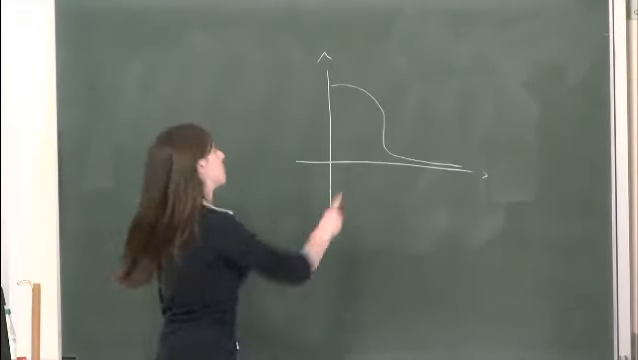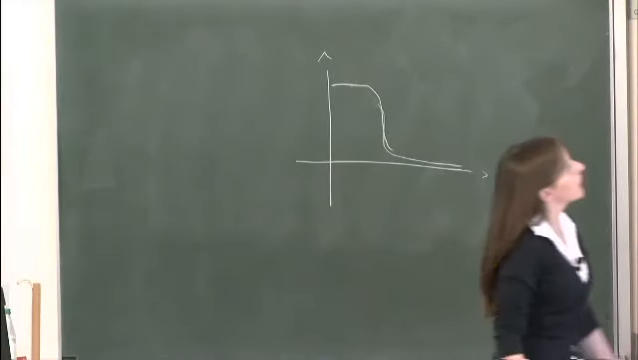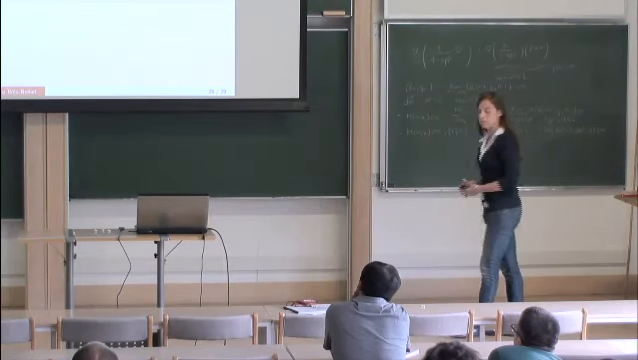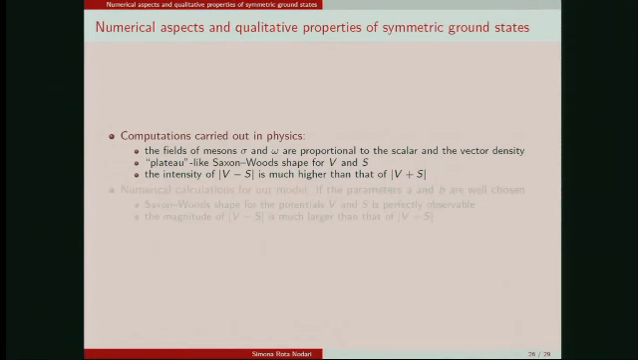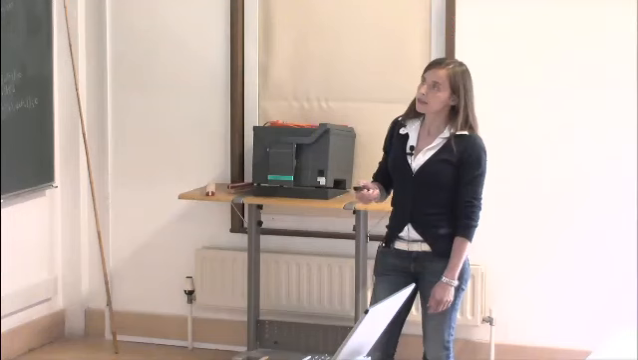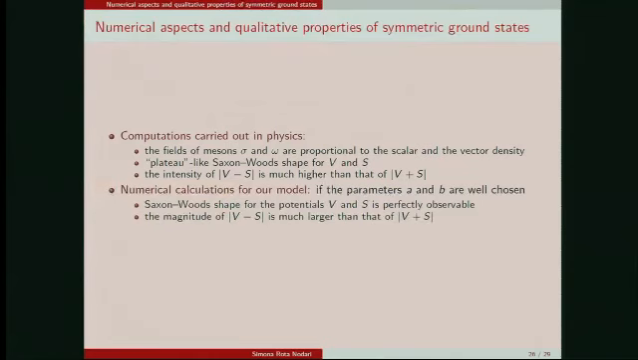More or less in this way. And the intensity of the potential V minus S is much higher than the intensity of the potential V plus S. In the numerical calculation that we ran for our model, we observed that if A and B are well chosen, then the Saxon-Woods shape for the potential V and S is perfectly observable, and the intensity of V minus S is much larger than the intensity of V plus S.